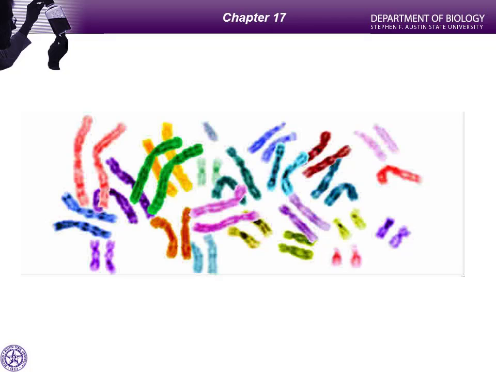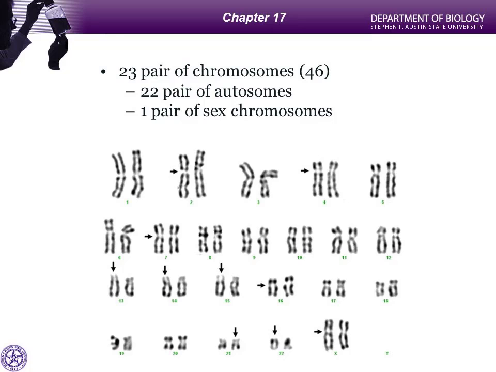So 23 pairs of chromosomes is what equals our number 46. Now, of those 23 pairs, we have 22 that are dealing with the functions of your body, and we call those autosomes. But the 23rd pair we refer to as the sex chromosome, because you're either going to have an XX or you're going to have an XY.